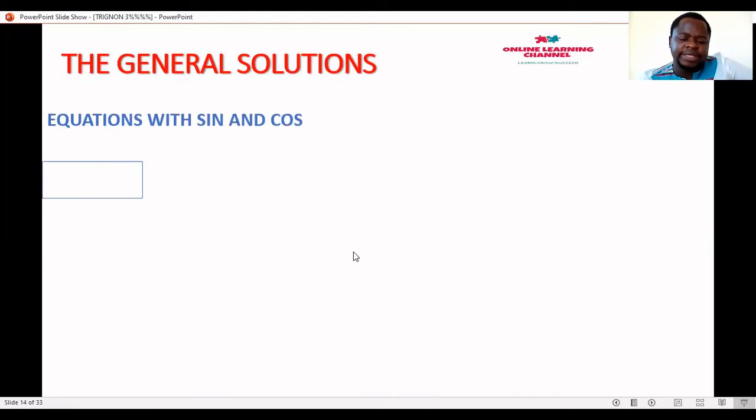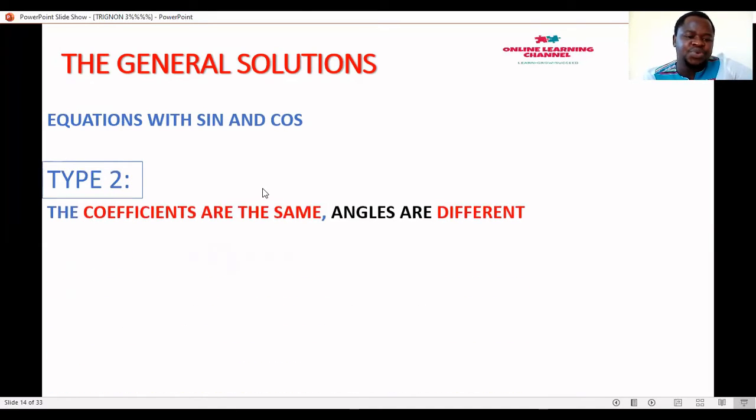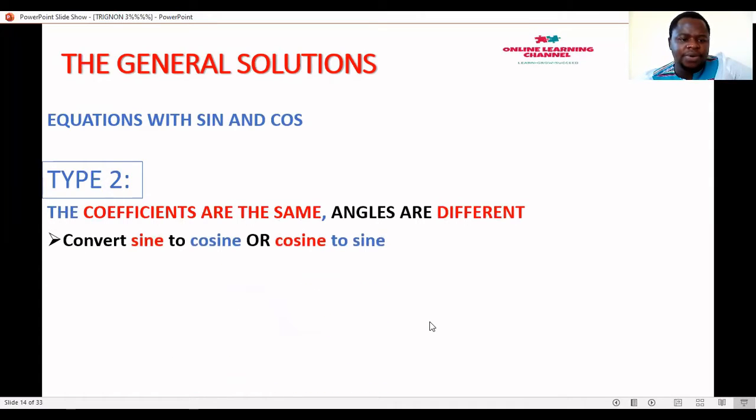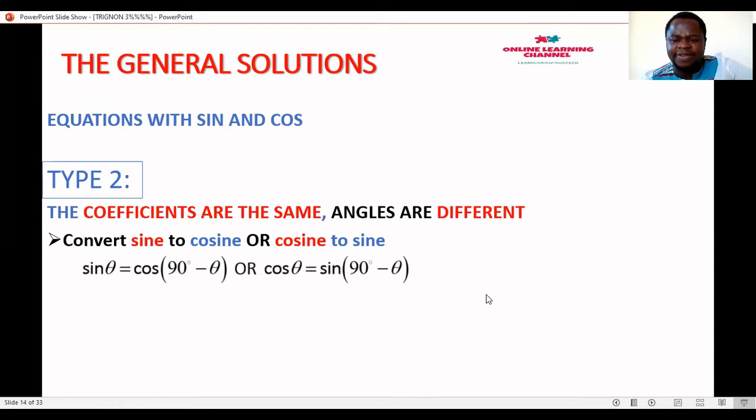Now, let's look at type 2. In this type 2, the coefficients are the same, but the angles are different. So you convert sine to cosine and cosine to sine, because they are cofunctions. Sine theta, for example, is equal to cos of 90 minus theta, because the cofunction of cos theta is equal to sin of 90 minus theta. This is a cofunction. So now you equate the angles and solve it.